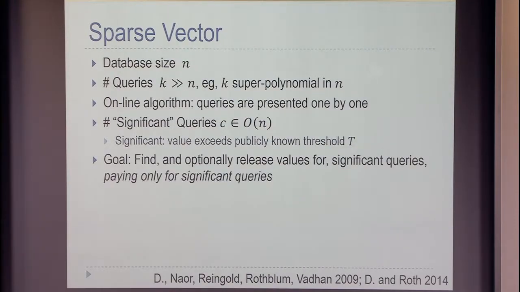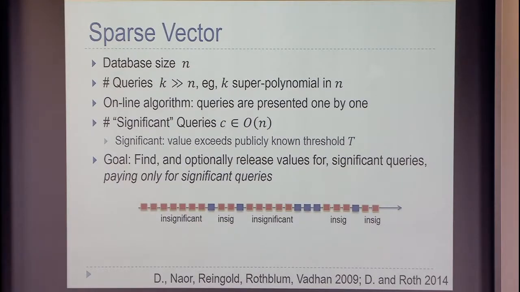And the goal will be to find and optionally release values for significant queries and pay only for the significant queries. So we may have tons and tons and tons of insignificant ones, but just a couple of significant ones. And so what's being produced as output is insignificant, insignificant, insignificant, significant, insignificant, insignificant. So that's what's being produced, zeros and ones, 0 for insignificant and 1 for significant.